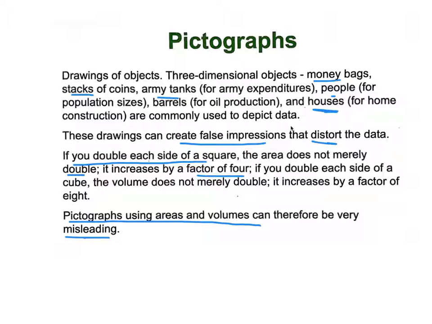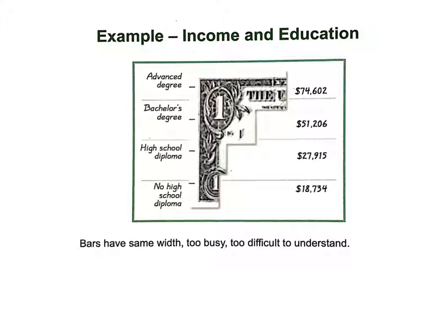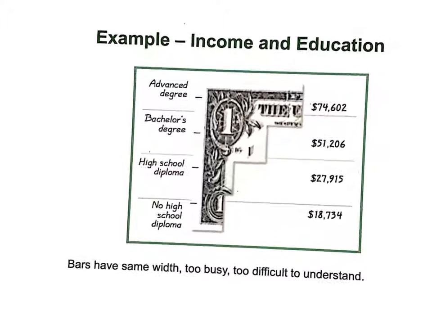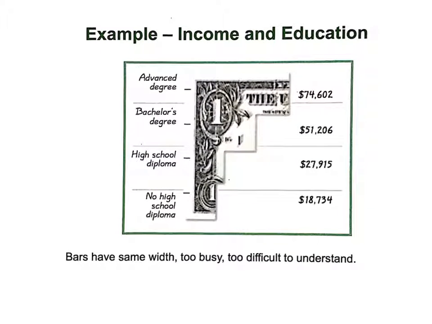I'm going to show you a couple here before we end this video. Okay, this is income based on education. What they did is they took a piece of a dollar bill and said, if you have an advanced degree, you're going to make this much of a dollar bill. Bachelor's degree, that much. High school diploma, that much. And if you don't have any high school diploma, only that much of a dollar. That's really hard to judge without the numbers out to the right-hand side. And even with the numbers, the highest one is 74,000.